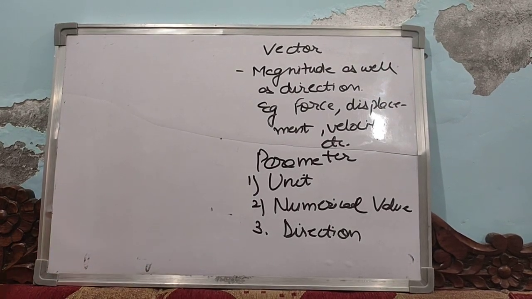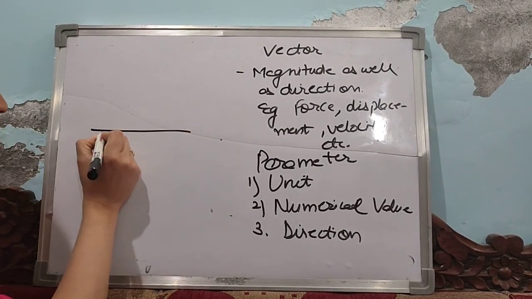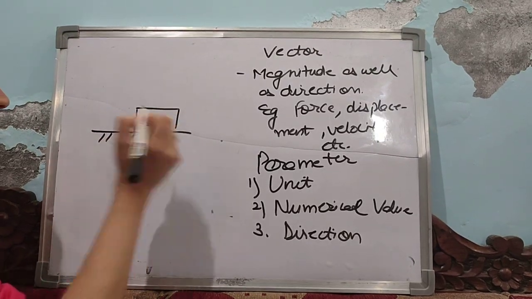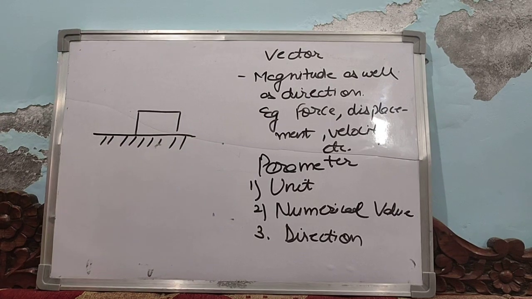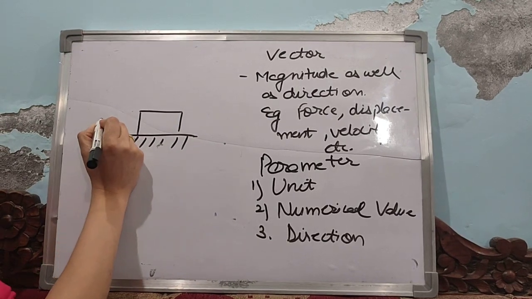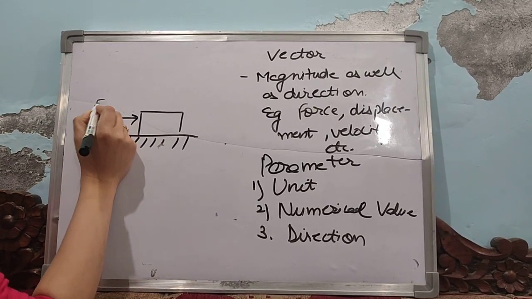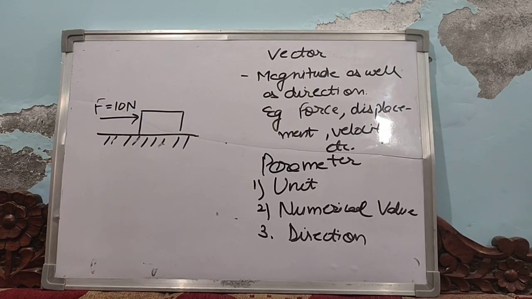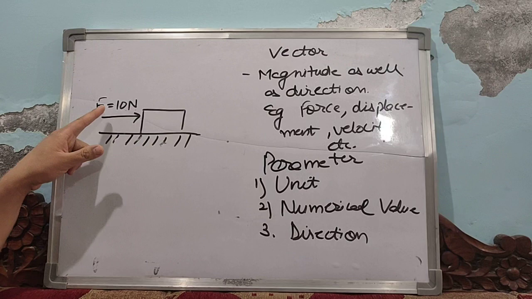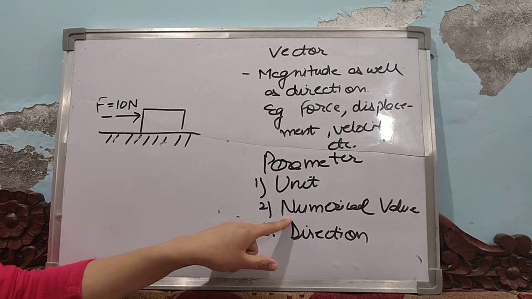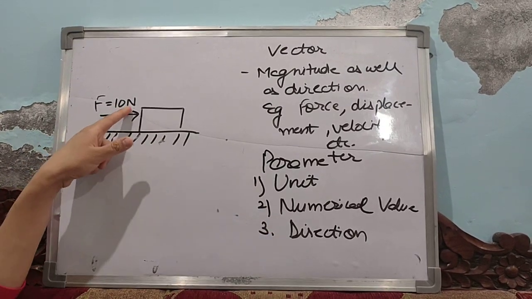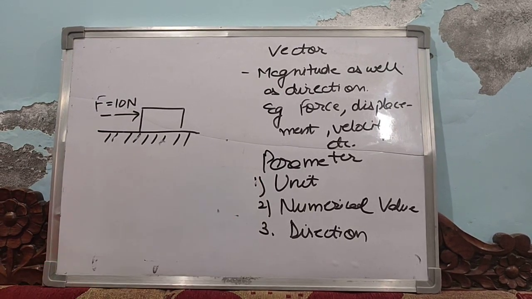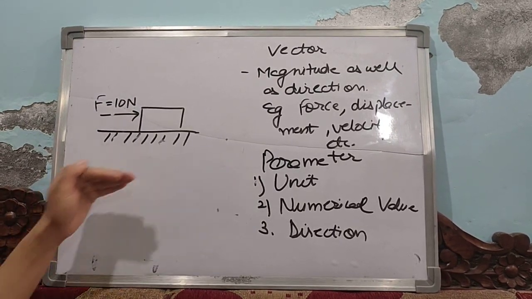Now, for example, if we have a surface and I have placed certain object on that surface. Let us suppose that I am applying force F is equal to 10 Newton on that object. Then, in this case, 10 is your numerical value or magnitude. Newton is a unit of force, so it is unit. And in which direction am I applying force?